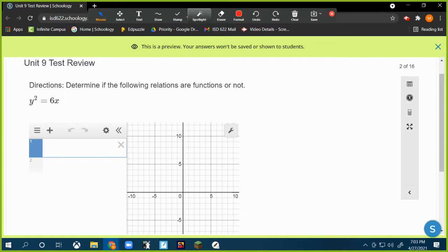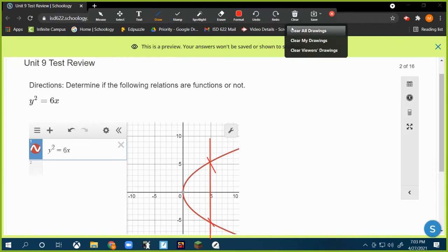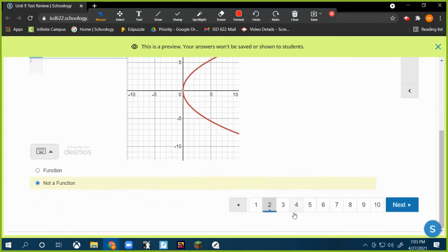Number two, you are defining this and understanding if this is or is not a function. If I was to graph this, y squared equals 6x, there's our picture. Using our vertical line test, if I draw a vertical line, do I ever touch two points at the same time? Yes, right here and right here. Not a function. That's how we check the vertical line test.